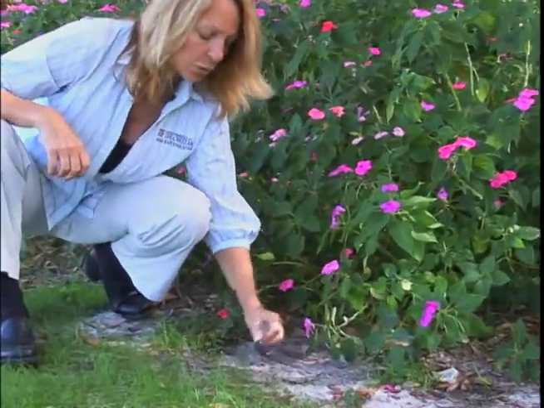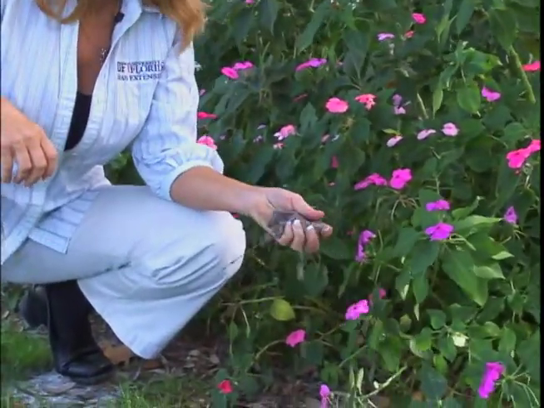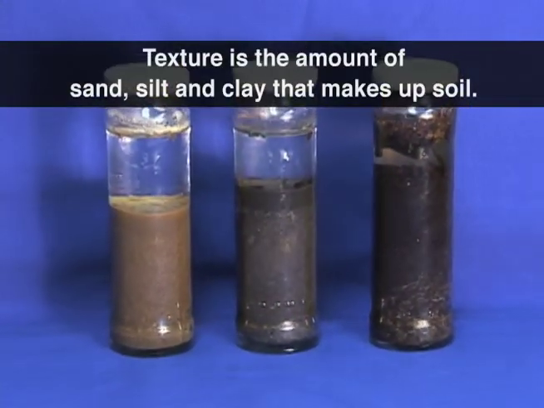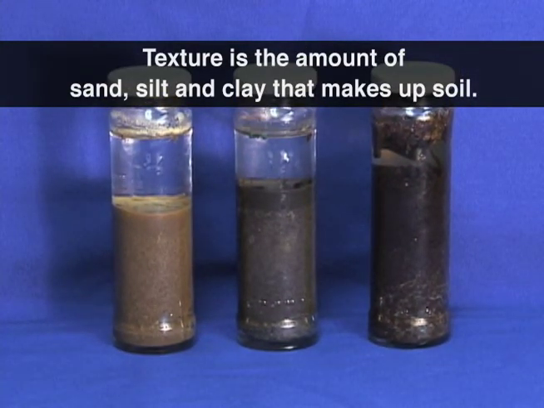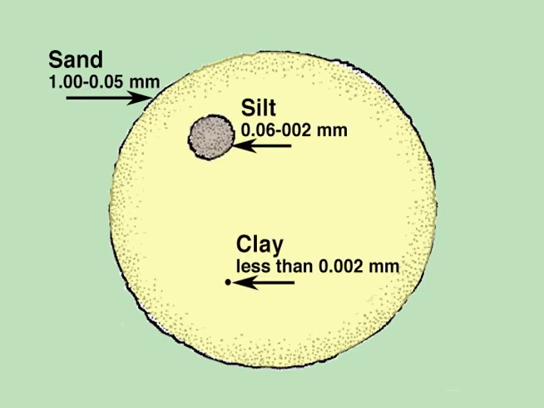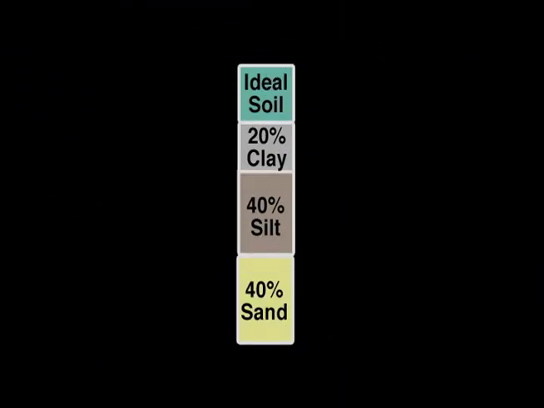Whether or not your fertilizers are going to work properly depends on a number of things, and that includes the soil texture, the organic material content, the pH, and the drainage. Texture is the amount of sand, silt, and clay that makes up soil. Sand is a large particle, so sandy soils drain faster. Silt and clay are smaller particles, so they hold more water and nutrients. An ideal soil for growing is about 40% sand, 40% silt, and 20% clay.